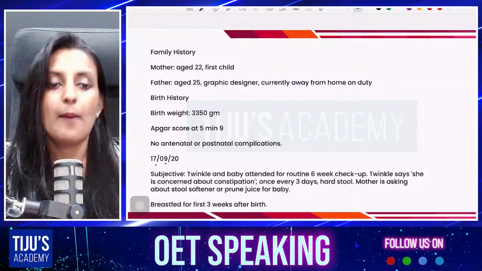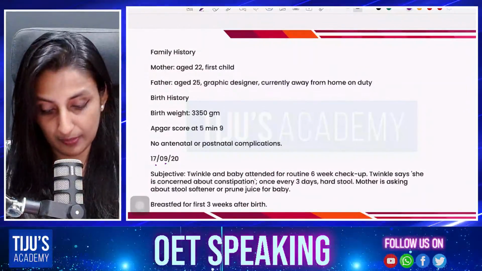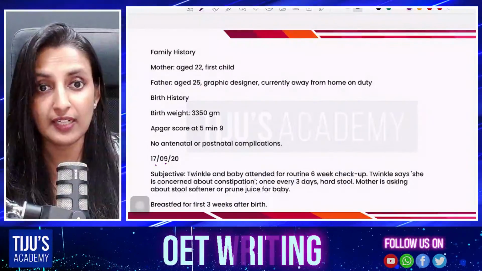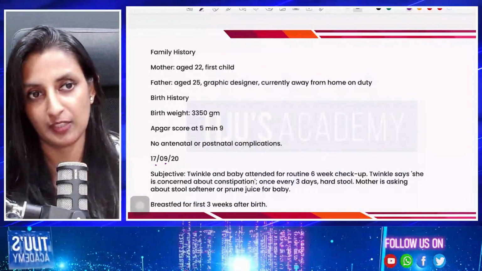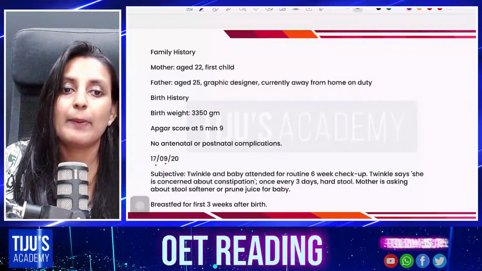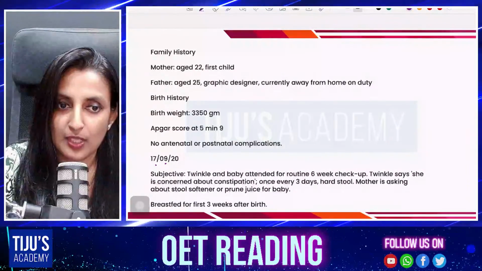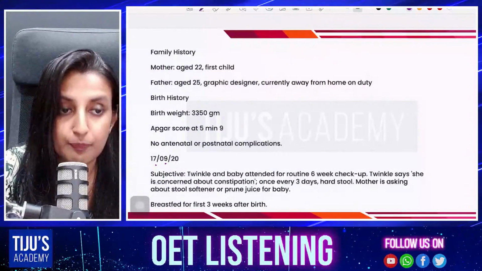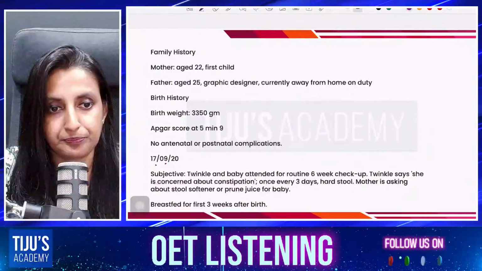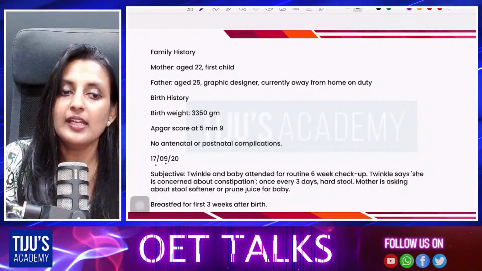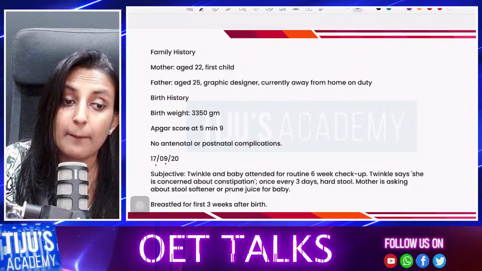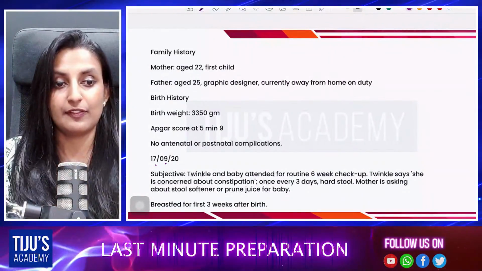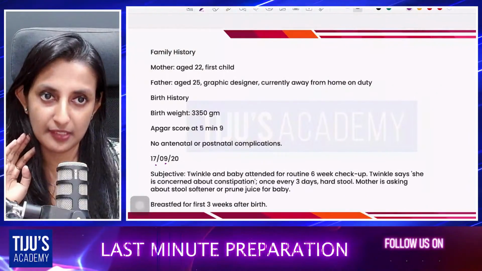Now the next thing, breastfed for first 3 weeks after birth. So the baby was breastfed. Breastfed is the past tense of the verb breastfeed. So the child was breastfed for how many days? For 3 weeks after birth. So that has happened earlier, not today. Breastfed for first 3 weeks means something that happened earlier.